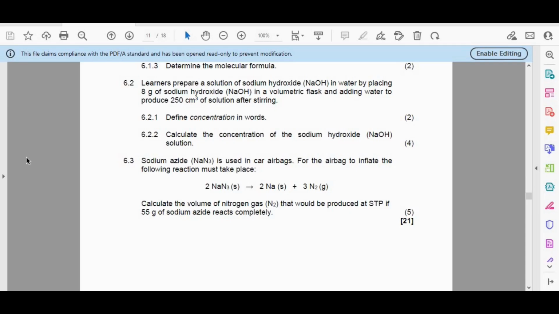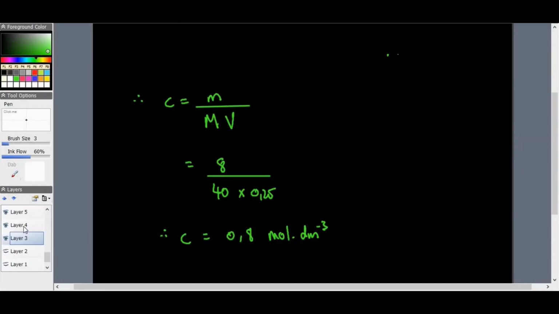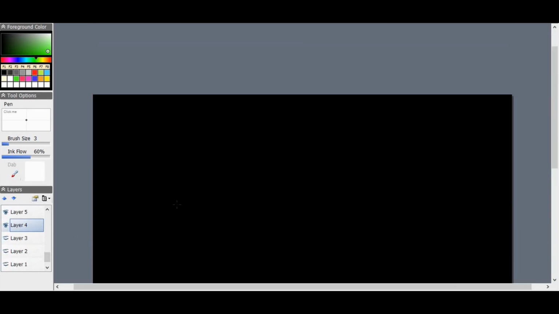6.3 says sodium azide, NaN3, is used in car airbags. For the airbags to inflate, the following reaction must take place. NaN3 solid becomes sodium solid plus nitrogen gas. Calculate the volume of nitrogen gas, N2, that would be produced at standard temperature and pressure if 55 grams of sodium azide reacts completely. Nothing to panic about. First thing, let's find the number of moles of sodium azide.